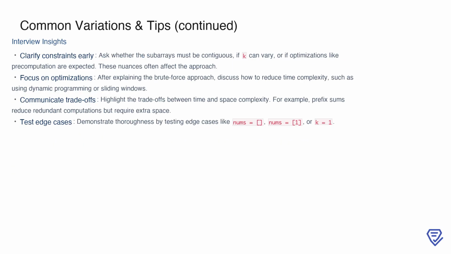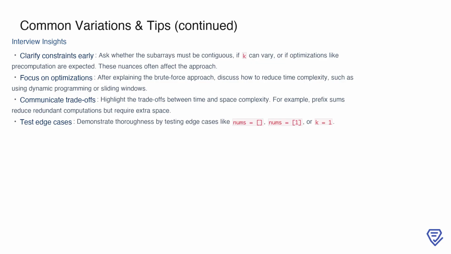In interviews, it's crucial to clarify constraints early. For example, ask whether subarrays must be contiguous, whether the value of k can change, or if optimizations, such as pre-computing values, are expected. These details often influence the approach you should take. After describing the brute force solution, focus on discussing optimizations. Highlight methods like dynamic programming or sliding windows, which can significantly reduce time complexity.